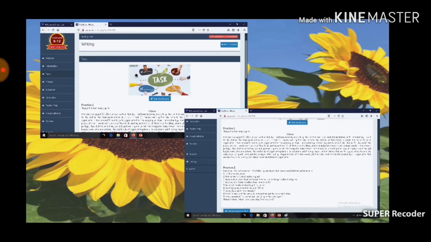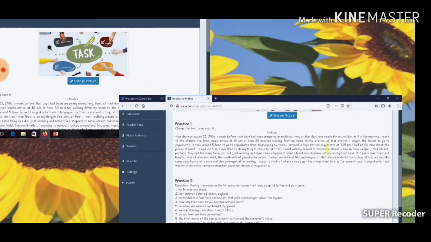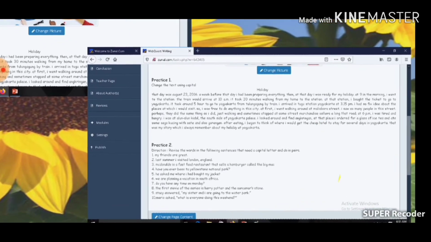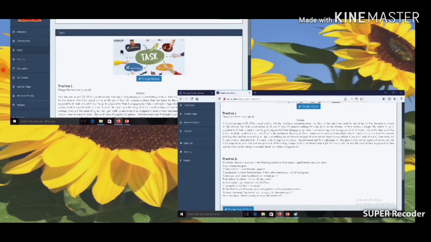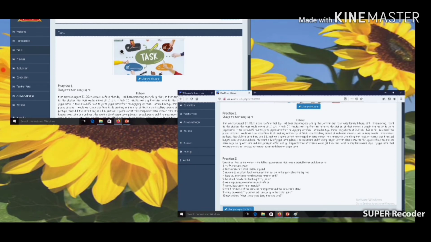Part 3, task. The task is the formal explanation of what the student is supposed to do. So, the teacher can give practice in this page for the students. For the material, the task is practice 1 and practice 2. And all students must complete the task.